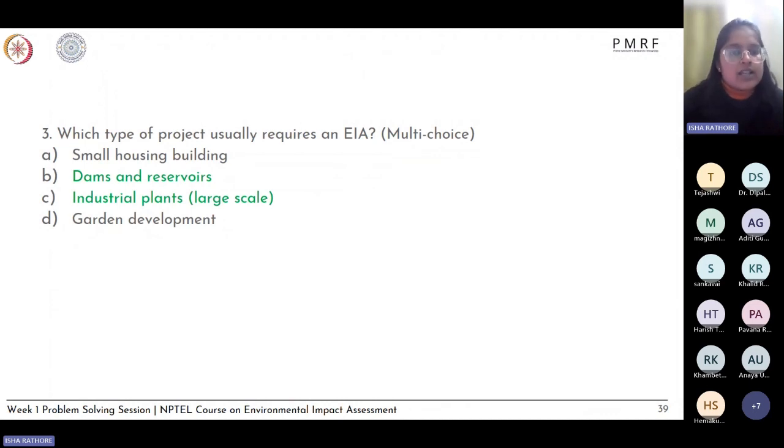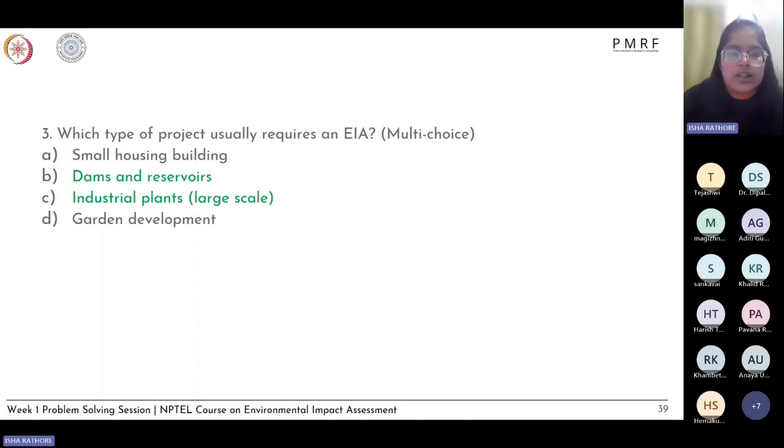Then again, for large scale industrial plants, you have to do an EIA because of the type of activity you're going to do in the industrial plant, the sort of emissions which are going to be generated, the cost of infrastructure and the clearing of the land. These are all aspects and impacts which you need to consider in this type of project. So EIA is again required for industrial plants on a larger scale.